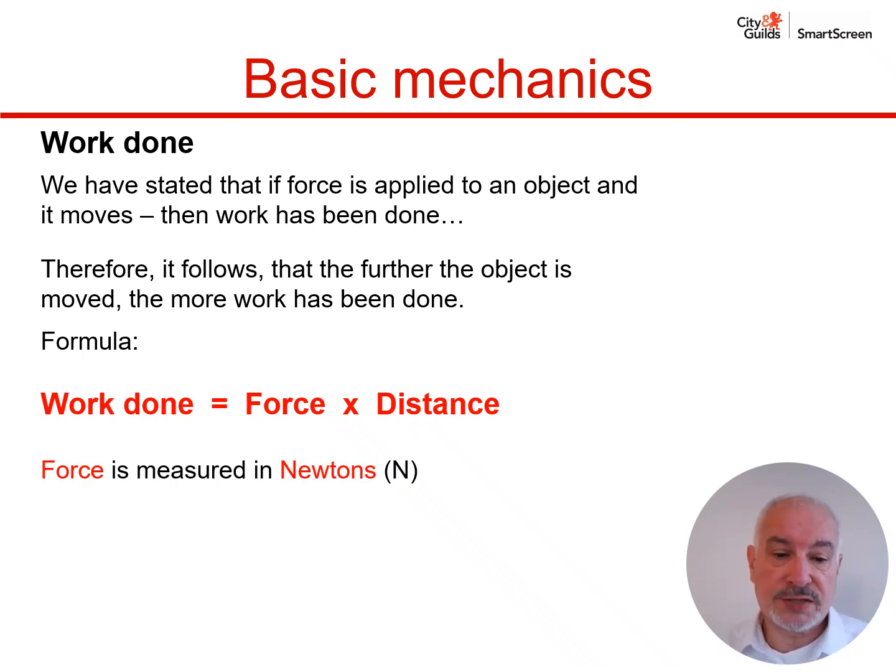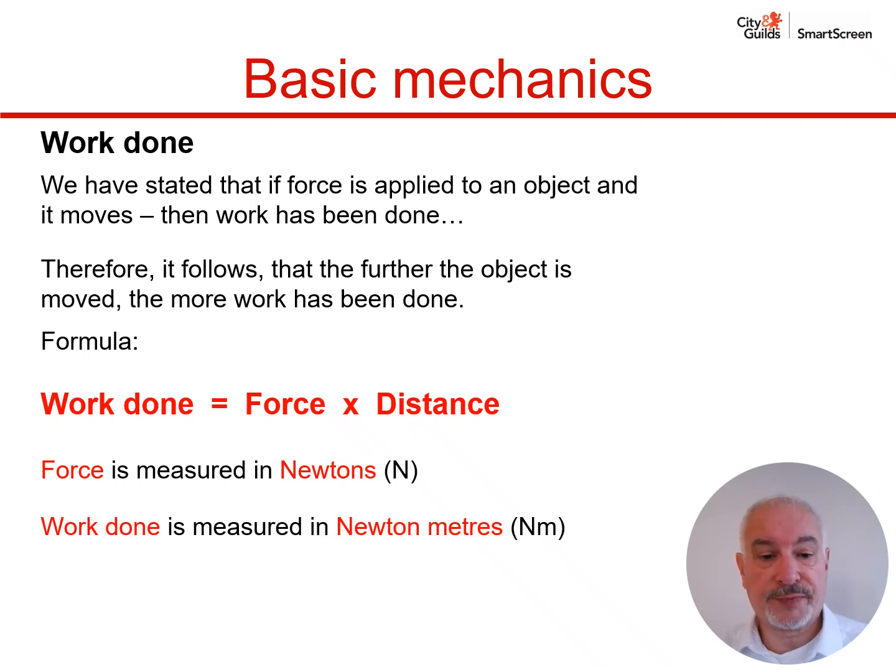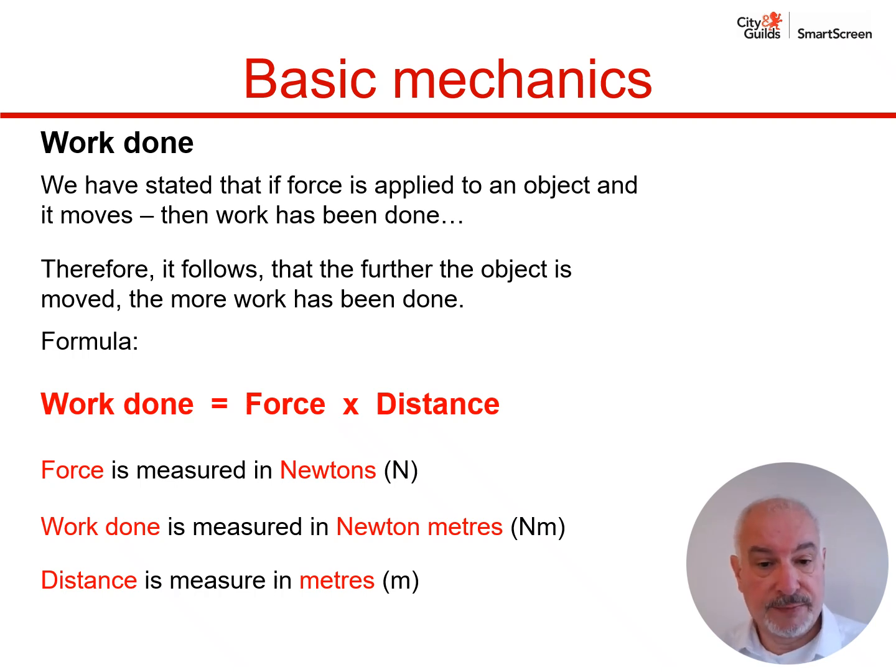And remember, force is measured in newtons, and work done is measured in Newton meters. And it's expressed as the capital N and then a small m, Newton meters. And finally, distance is measured in meters. So we've got this combination of newtons, Newton meters and meters. Work done equals force times distance.